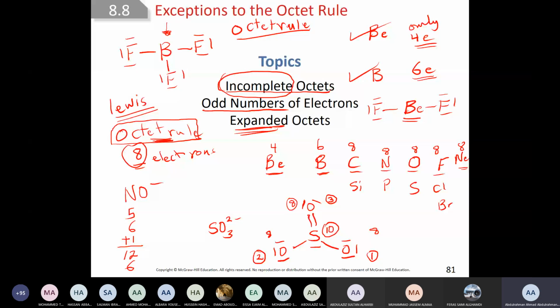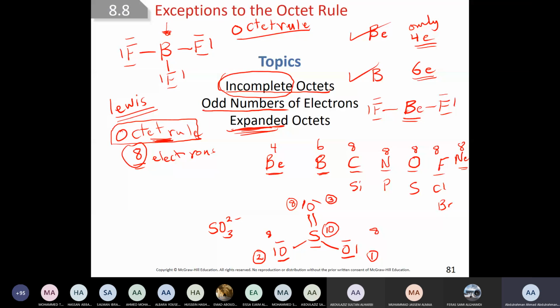Because it's expanded octet. Can we do this if, instead of oxygen, let's say it's fluorine? Let me tell you something else. So this is acceptable. Why? Because sulfur has 10 electrons around it, and this is called expanded octet. Expanded octet. Is this clear?